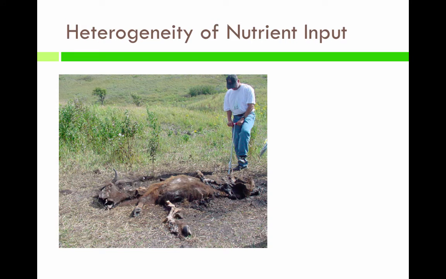And then we were about to talk about bison and how bison can cause heterogeneity of nutrient input. In this case, you can see this is an actual bison at Konza. You can see that this guy is taking soil samples. You can see that there's a ring of death around the bison because actually nutrient levels are too high.